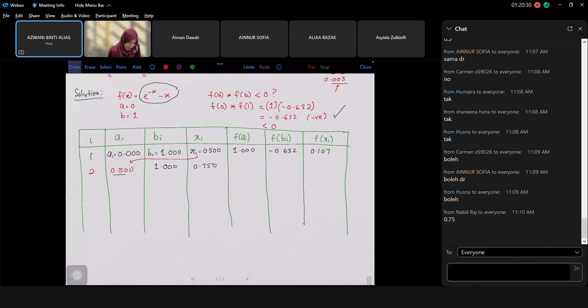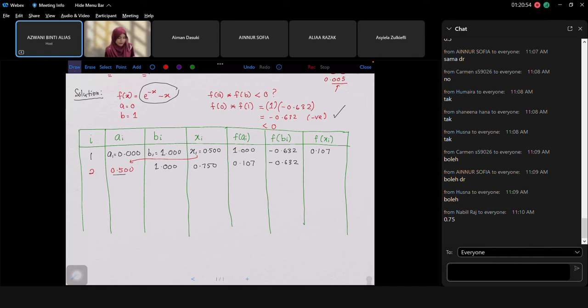So, the value of FA kat sini adalah ganti nilai X dalam function tu dengan nilai 0.5. So, you akan dapat 0.107. Boleh ambil pada sini je sebenarnya, sebab sama lah. This point adalah 0.5. Alright. B sama tak? B kan sama. 0.632. So, FX akan lain.